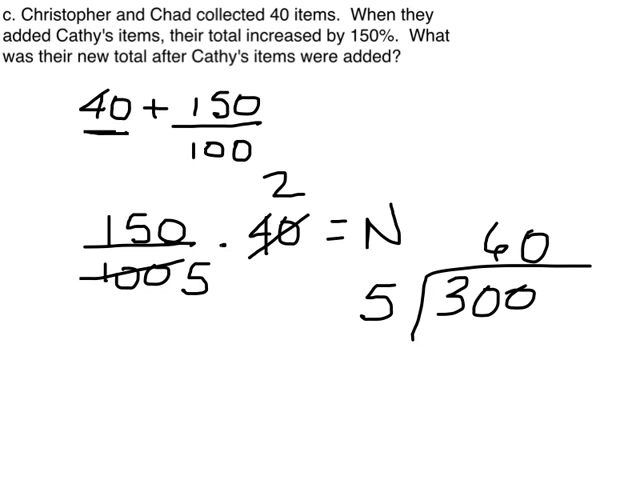Now we can say that this is a reasonable answer because if they had 40 and 40 increased 150%, that is 1.5 times. So 1.5 times, if it doubled, that would have been 80. 1.5 would be 60. So you can know that you've got a reasonable answer there.